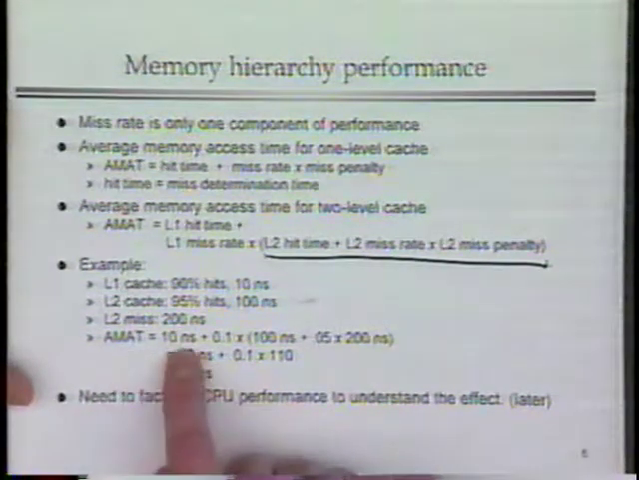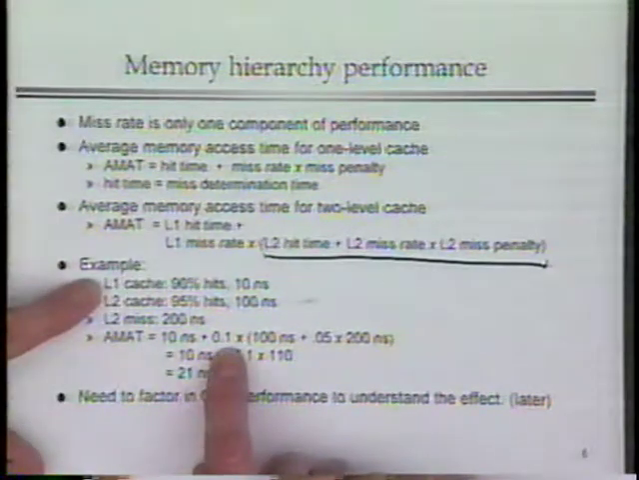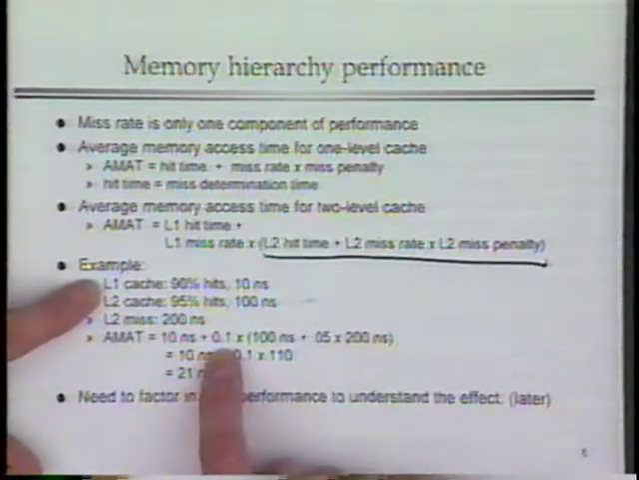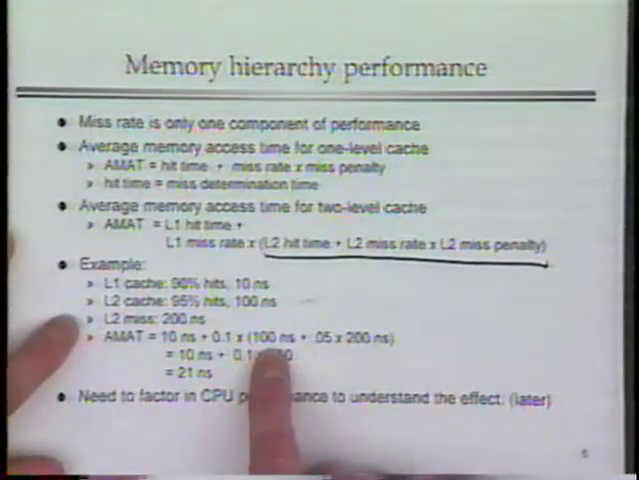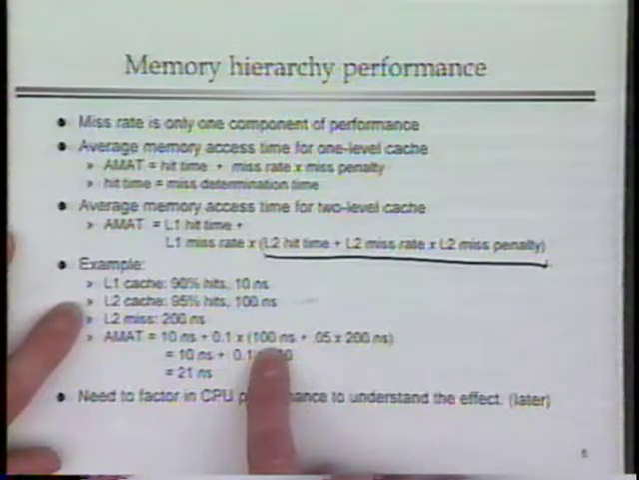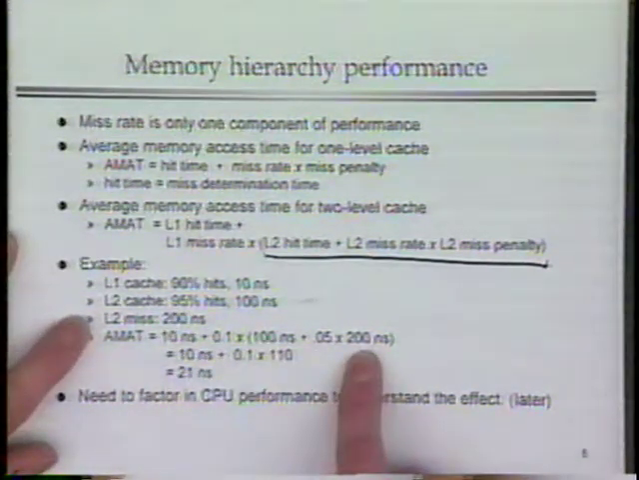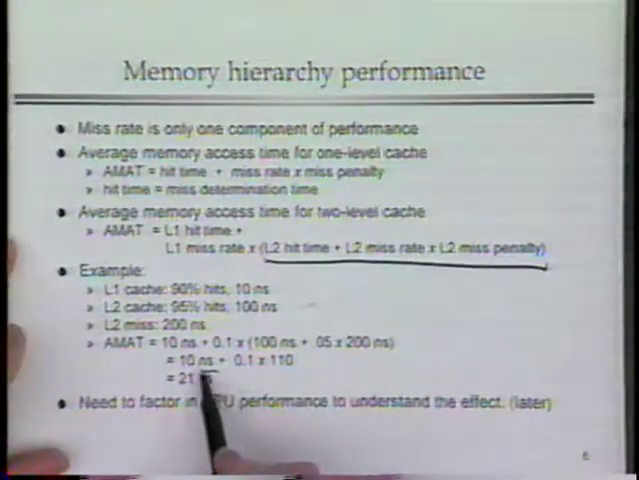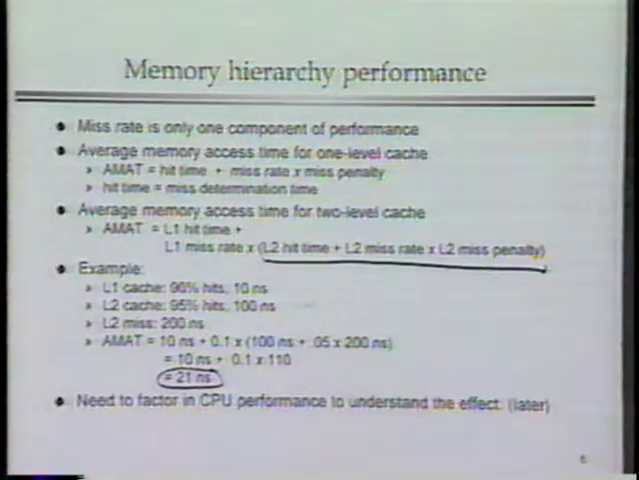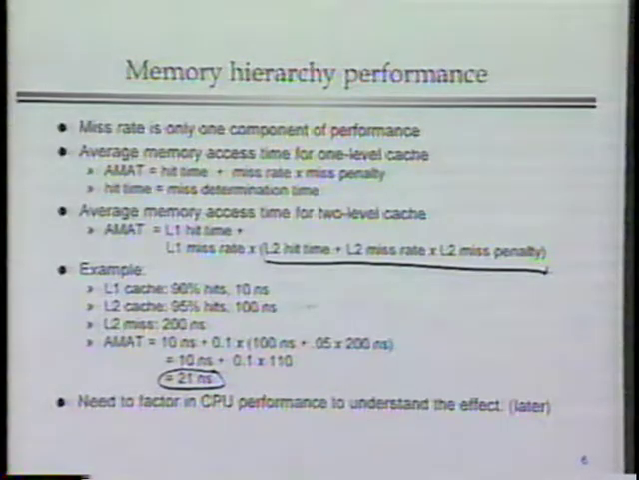So the average memory access time is 10 nanoseconds for the level 1 cache. 10% of the time, which is 1 minus 90, that you missed in the level 1 cache, you have to pay the penalty. That penalty is always 100 nanoseconds for the level 2 cache. And sometimes, 5% of the time, an additional 200 nanoseconds. So the total average memory access time is 21 nanoseconds. Twice as much as if everything were in the level 1 cache.